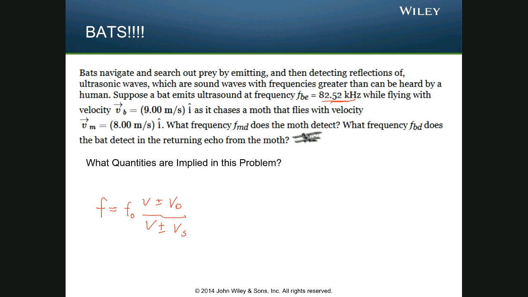So we have to identify what's the source and what's the detector. When we ask ourselves about the moth here, in this case, it is the detector, right? Because we ask what does the moth detect? The bat's the source. So first of all, what quantities are implied here in the problem? In our first problem, we can say that v D, the detector, is going to be equal to the moth, and that's going to equal 8.0 meters per second. Okay?